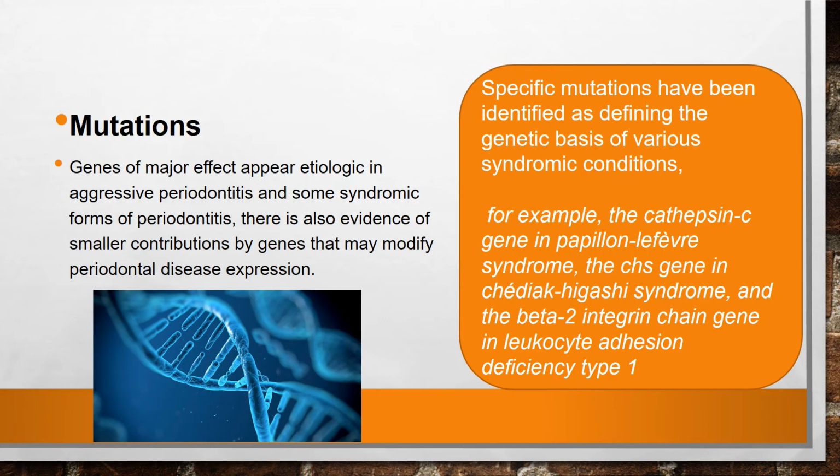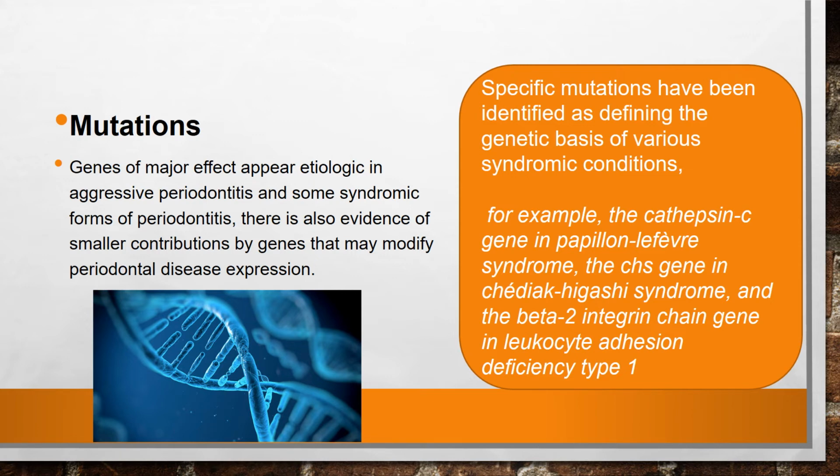Then comes mutations. Mutation is an alteration in the nucleotide sequence of the genome of an organism. That is the DNA sequence. If there is any change in the DNA sequence, that is called a mutation. That could be due to environmental factors also. So genes of major effect appear etiologic in aggressive periodontitis and some syndromic forms of periodontitis. There is also evidence of smaller contributions by genes that may modify periodontal disease expression.